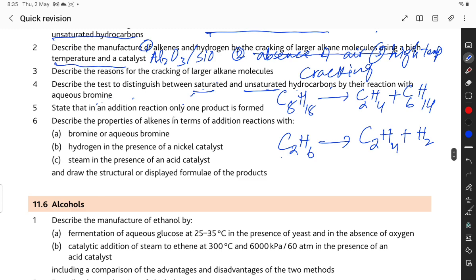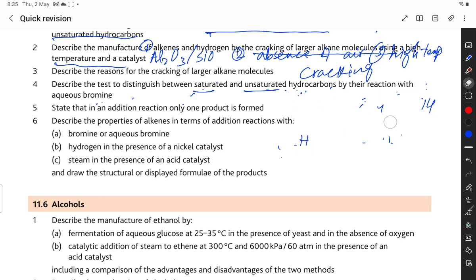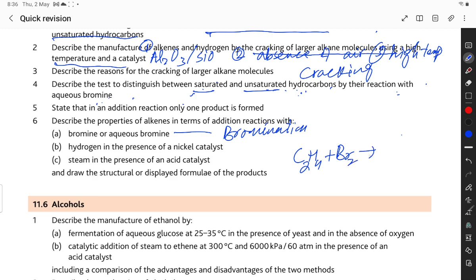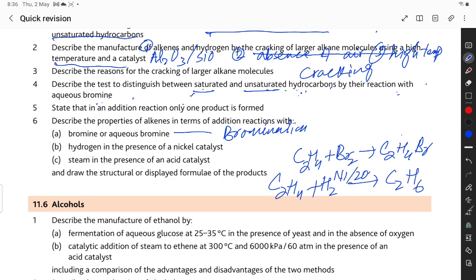State that in an addition reaction only one product is formed. There are different types of addition reaction: hydrogenation, hydration, and bromination. For example, C2H4 plus Br2 forms C2H4Br2. C2H4 plus hydrogen forms C2H6, with a nickel catalyst at 200 degrees centigrade.